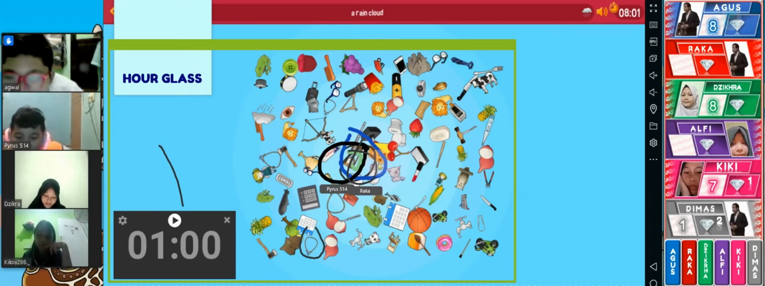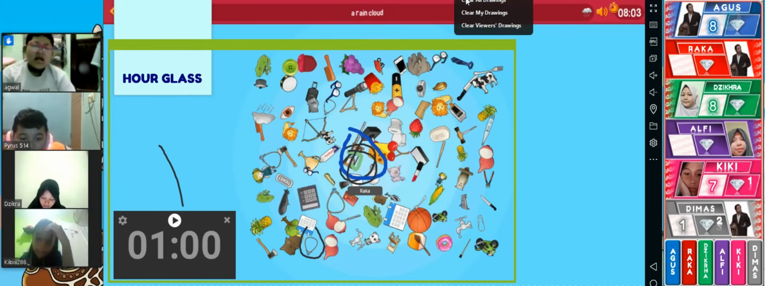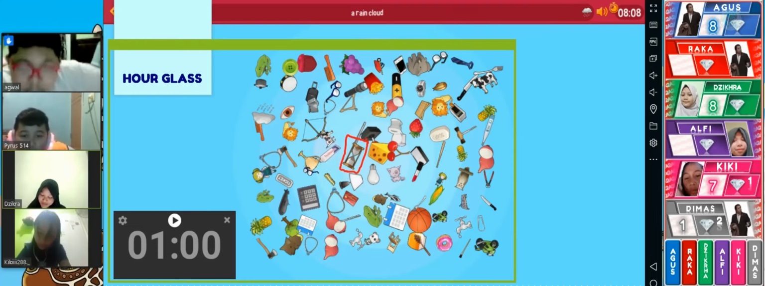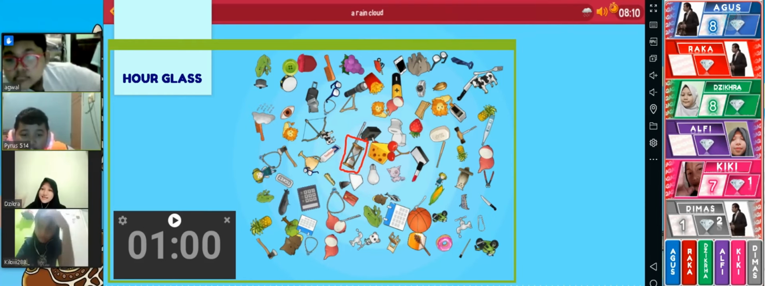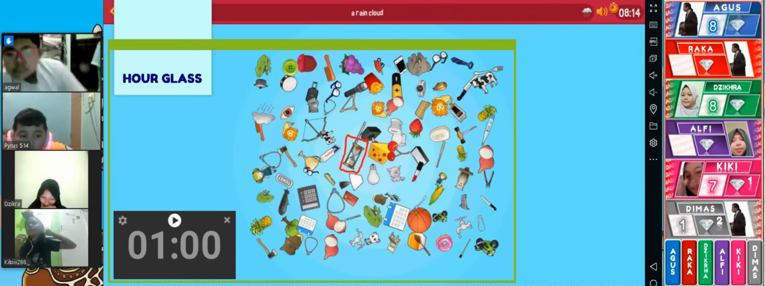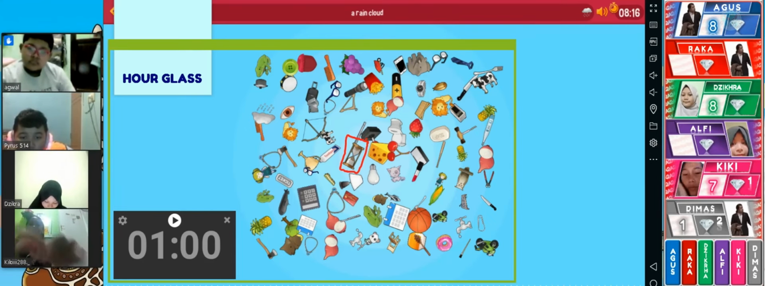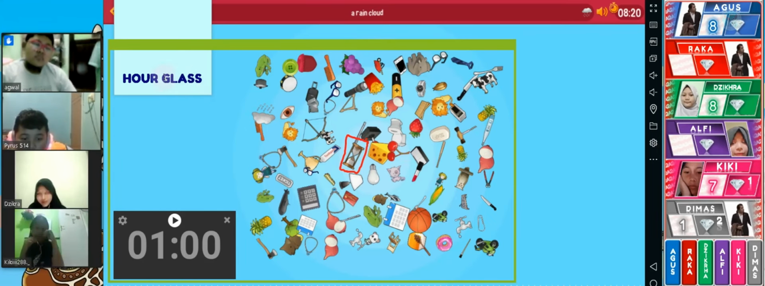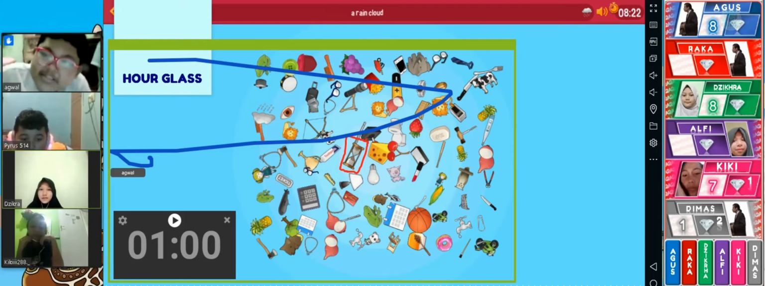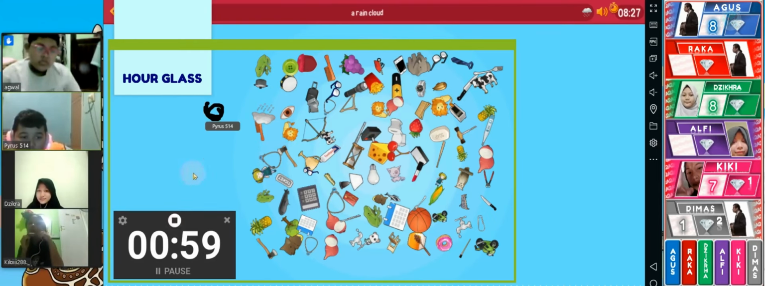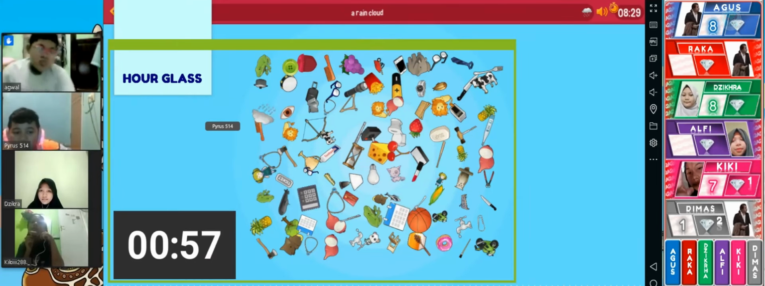Hourglass definition. It's an invertible glass with two connected bulbs. Raka is joining and he uses a black one too. Raka uses red ink. Example in the sentence. Hourglass.